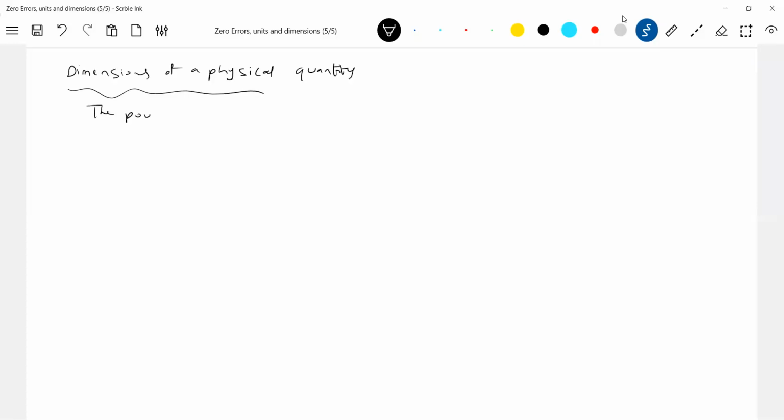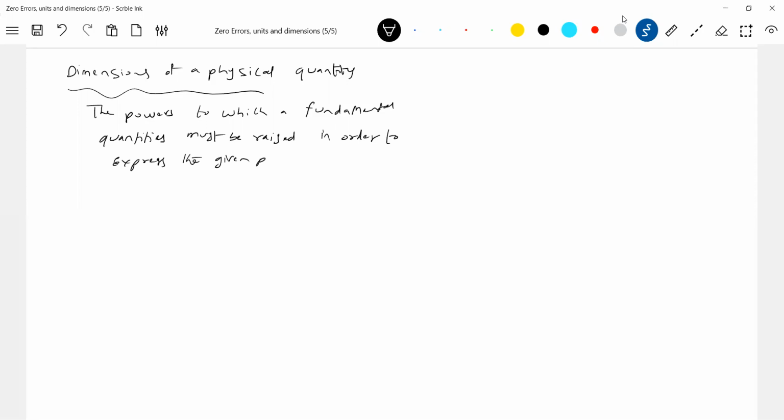The simplest definition: the powers to which fundamental quantities must be raised in order to express the physical quantity are called its dimensions. It has a very big use.